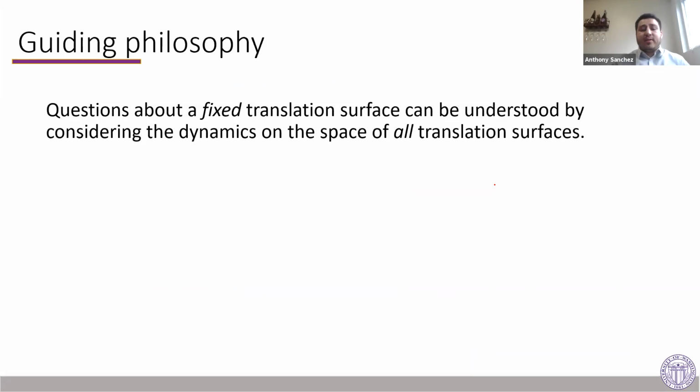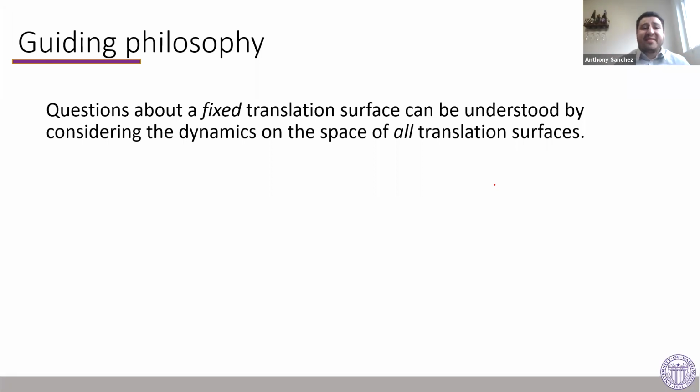And so now that I've walked us through my results, and through what we know about gaps in the context of translation surfaces, I want to leave us with some sense of how you prove a result like this. The way you prove a result like this is a very, very powerful technique borrowed from homogeneous dynamics and sent to the world of translation surfaces: questions about a fixed translation surface can be understood by considering dynamical questions in the space of all translation surfaces. This is a kind of guiding philosophy, right?